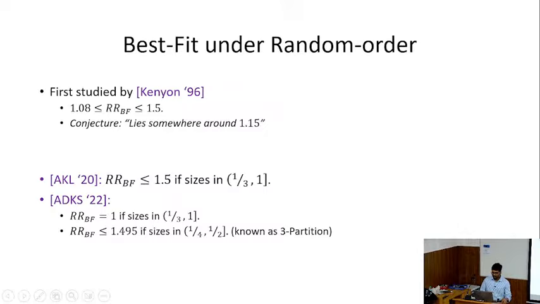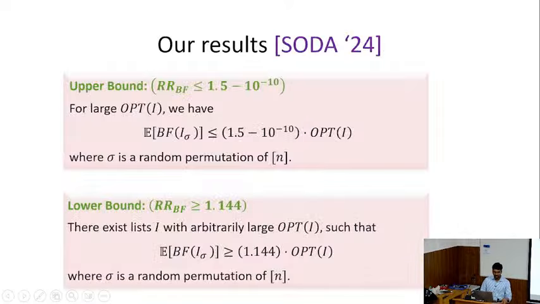So until our work, where we show that this is not the correct ratio, and we break this barrier of 1.5 by showing that the random order ratio of best fit is at most 1.5 minus 10^-10, some very small epsilon. We also make some progress on the lower bound front, but in this talk I would like to highlight two techniques that we use for the upper bound.